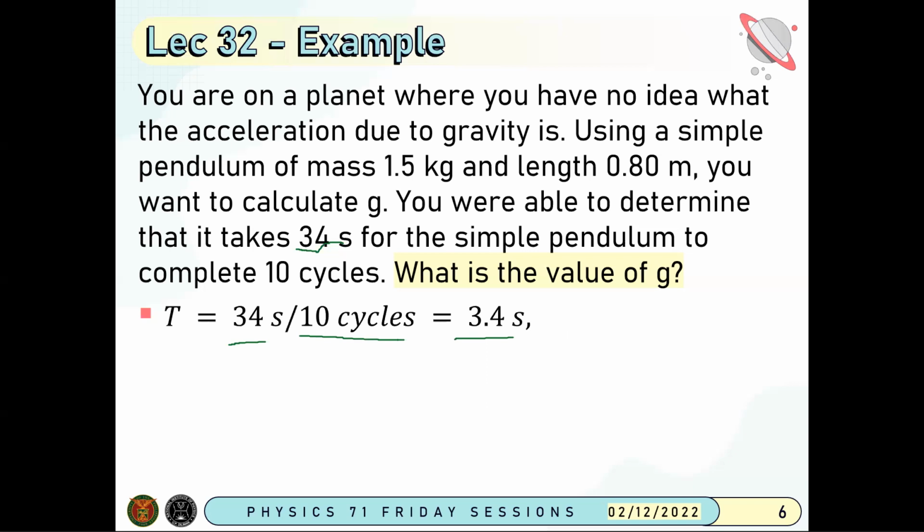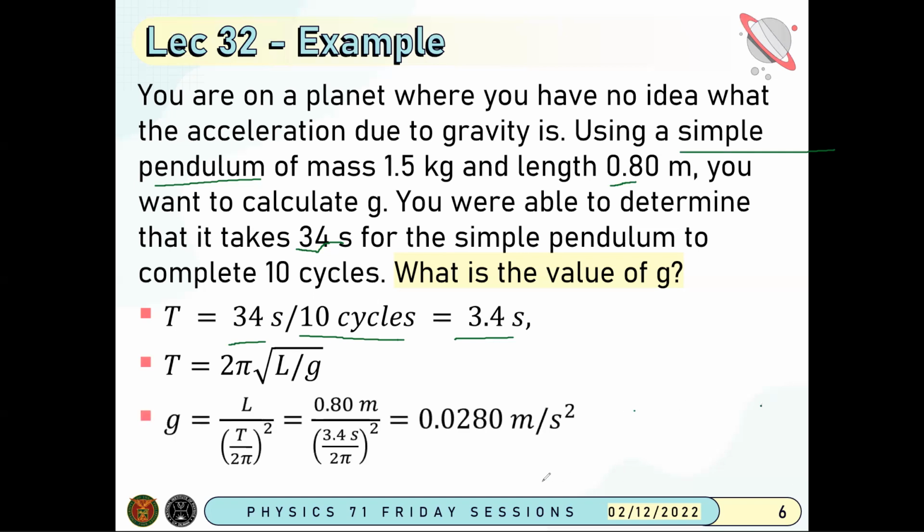Okay. Now, simple pendulum. So, gagamitin natin yung formula for the period ng simple pendulum. And that is 2 pi square root of L over g. Right? Where T is 3.4 seconds, L is 0.8 meters, and then mass is 1.5 kilograms. So we can now isolate g. So here, g is equal to L over the T over 2 pi squared. Plugging in our values, we get this acceleration due to gravity. 0.028 meters per second squared.